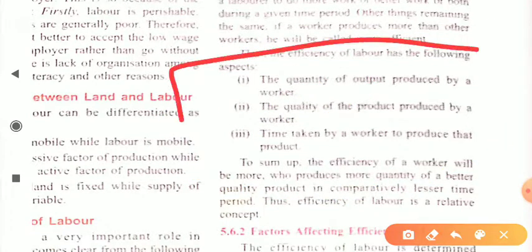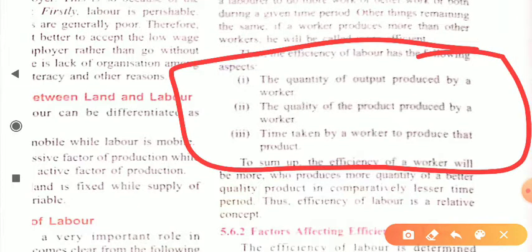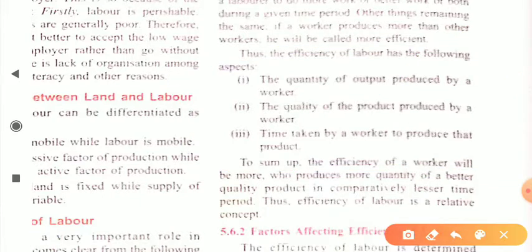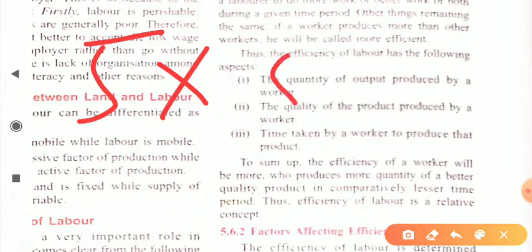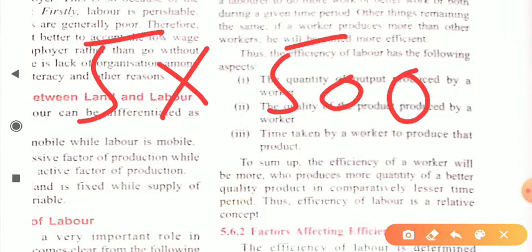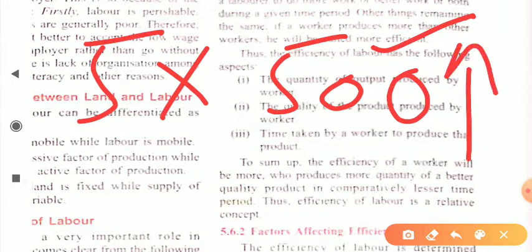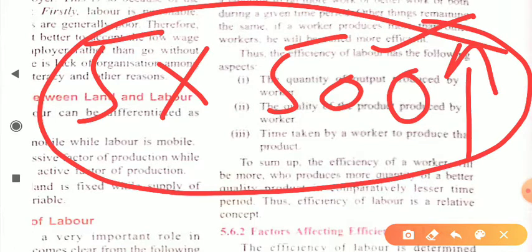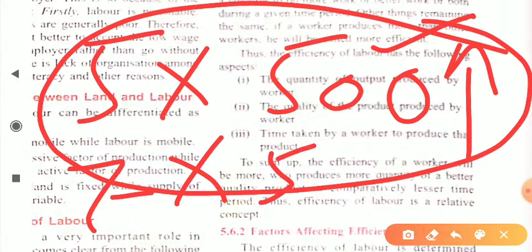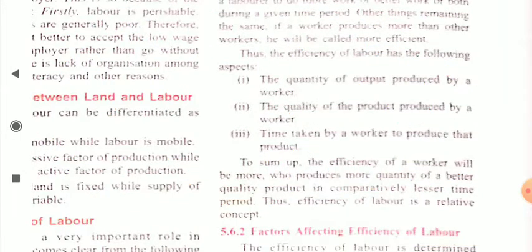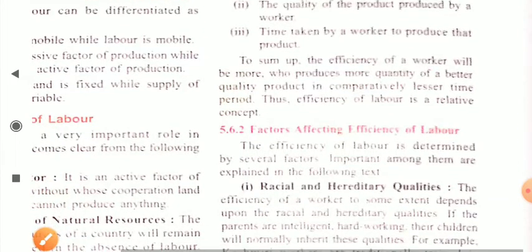Next is the time taken by a worker to produce that product. Suppose a laborer takes 5 hours to produce 500 units and the quality is the best; we can say his efficiency is very high. Now suppose another worker takes 7 hours to produce 500 units and his quality is not that good; then this is also efficiency. So we can say labor one has more efficiency than labor two. Dear students, this is an example of efficiency.